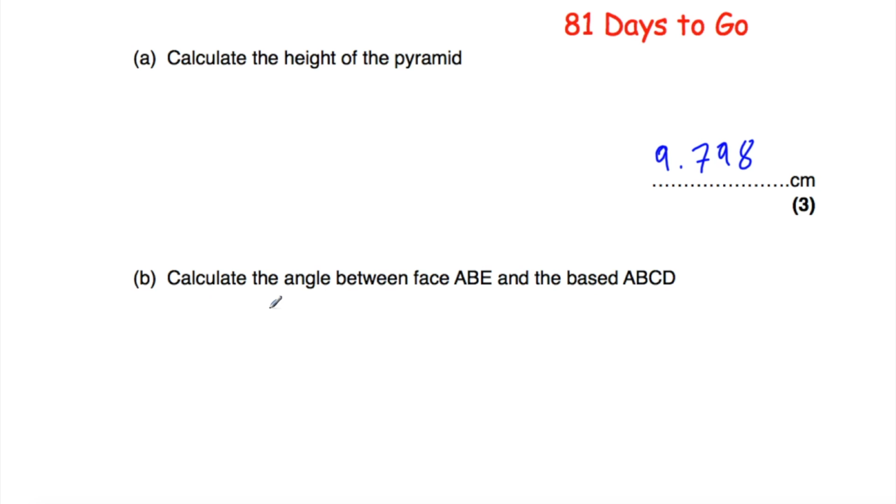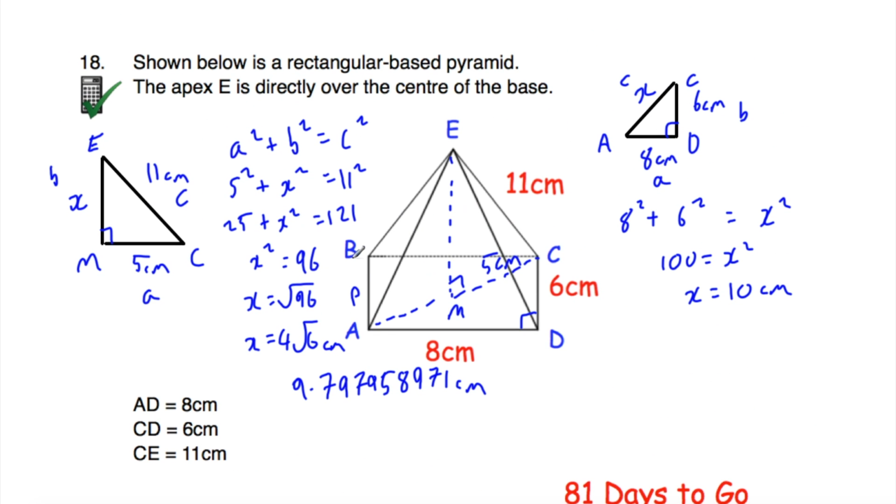And part B says calculate the size of the angle between face ABE and the base ABCD. So we want to find the angle between this face and the base. That's going to be that angle. And I'm just going to rub some of this out so we can see it a bit clearer on the diagram. Okay, so I've just sketched this triangle. I'm going to call P the midpoint of AB. And we want to find the angle between this face and the base.